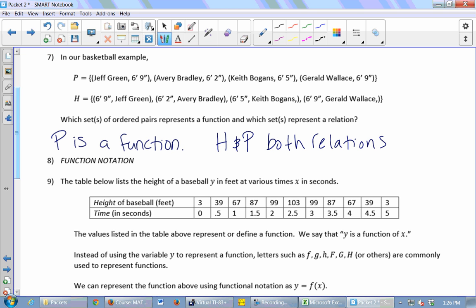So somebody tell me in your own words, what is it that makes P a function? Why is P special in that it's a function?